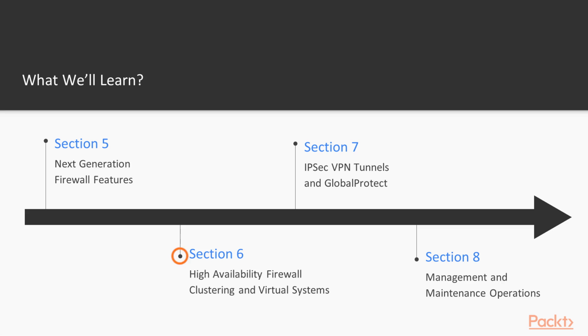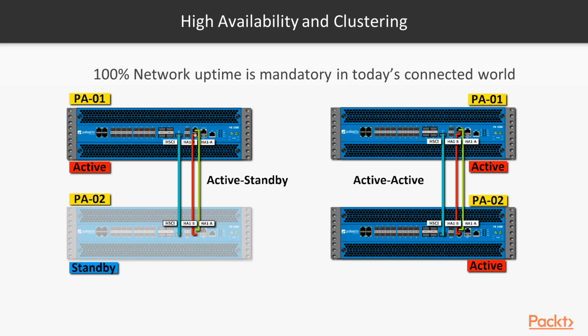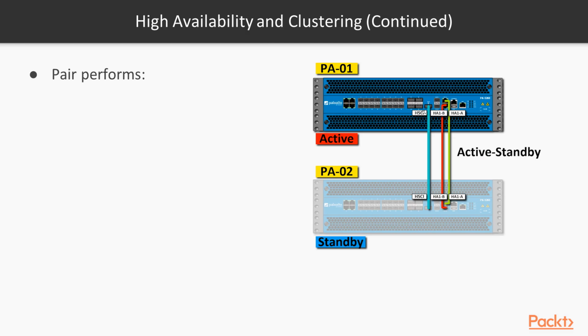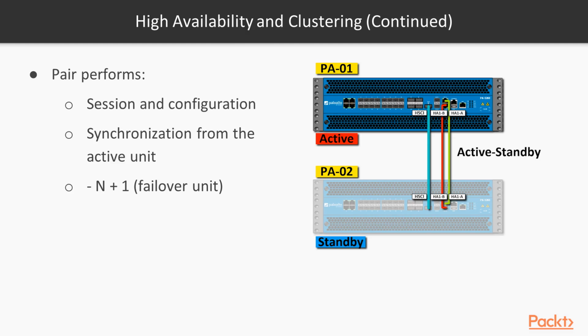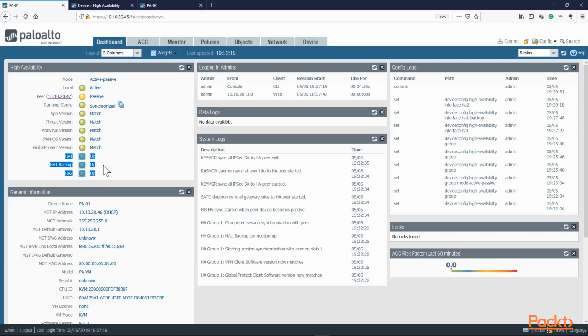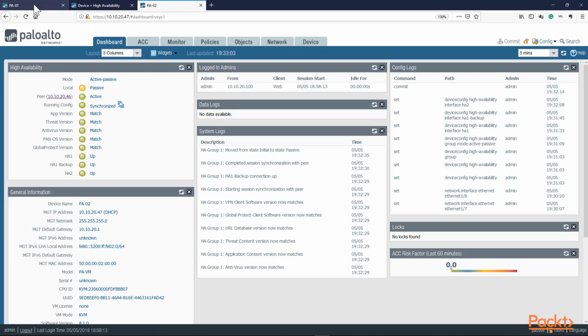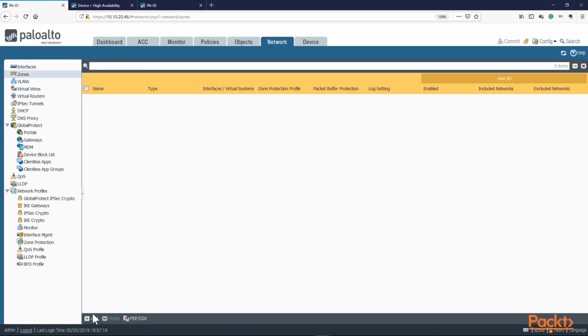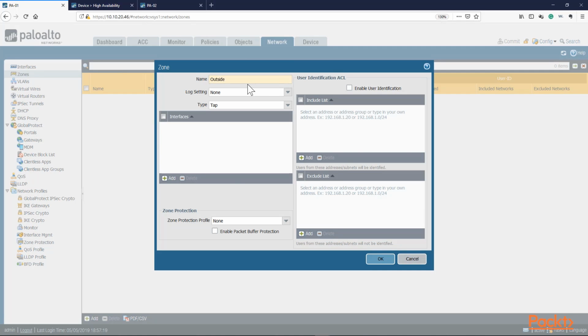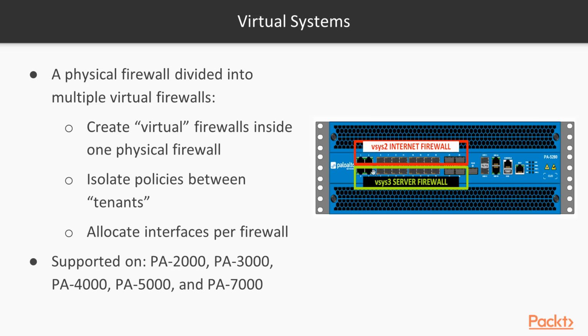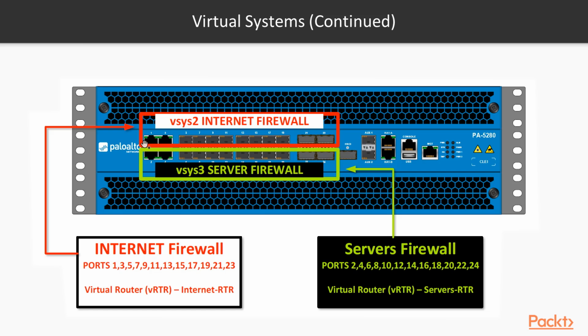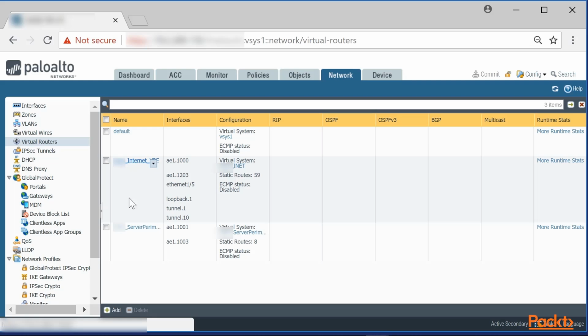In section 6, we're going to take a look at clustering, and we need to make sure that our Palo Alto environment is completely redundant. Need to make sure also that we're taking full advantage of the hardware that we acquire or the hardware that we're supporting by doing active-active clustering. We're going to take a look at that, as well as virtual system. And virtual system is a very powerful tool that we have available for us. So we basically can create virtual firewalls inside our physical appliance. So we're going to take a look at that as well.